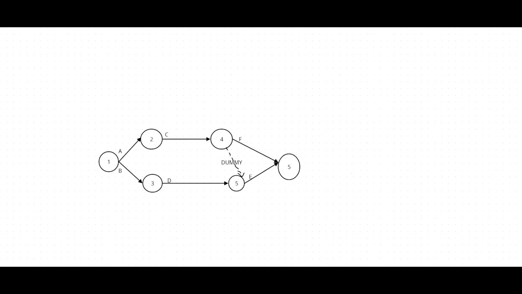Now you can see A starts from the first event without completing anything. B starts from the first event without completing anything. Both have none. For C, we should complete A. For D, we should complete B. Then for E, we should complete only C, and for F, we should complete D and C both. The last one, we should complete the entire project. We don't have more than one starting or more than one finishing event. Any questions, clarifications?